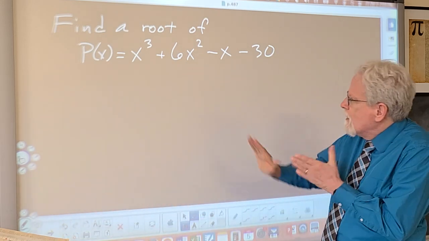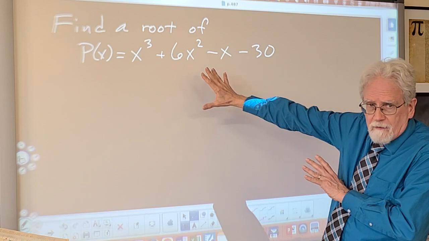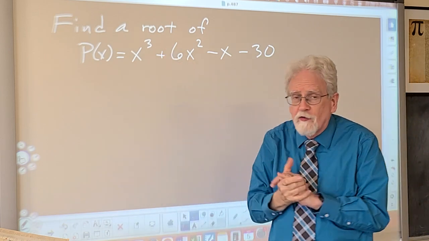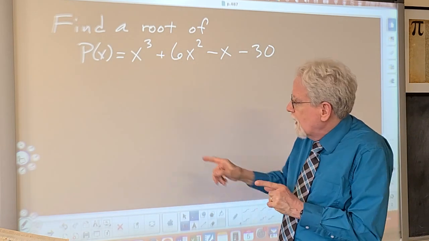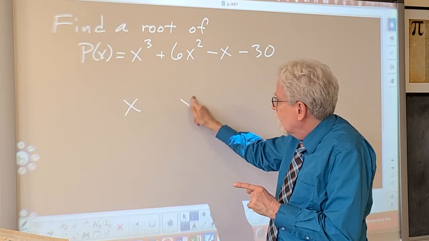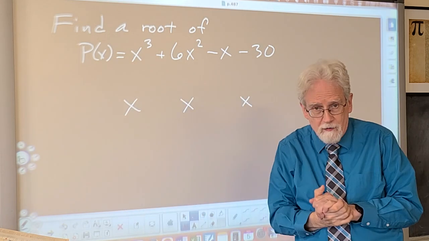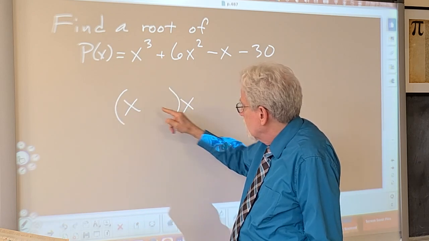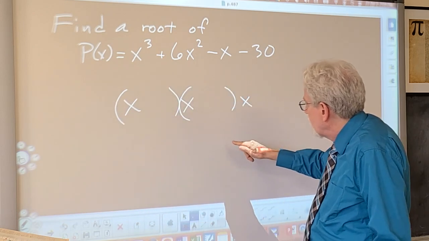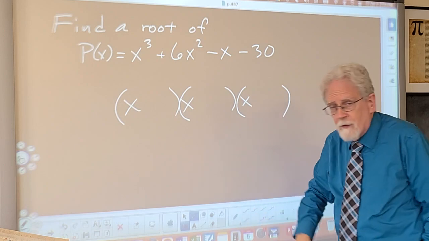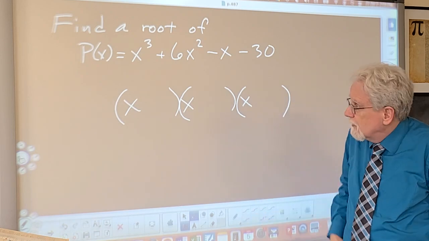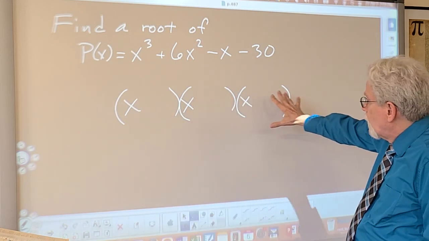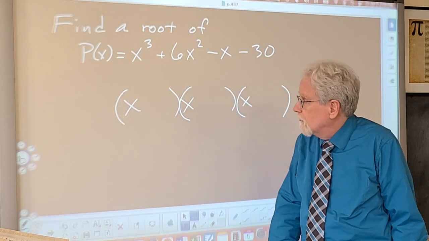Now, we know that if we factor this thing, because it's third degree, we would have to have an x times an x times an x someplace in there. So the factors are going to be x plus or minus something times x plus or minus something times x plus or minus something. The task is to find out what are those three factors.